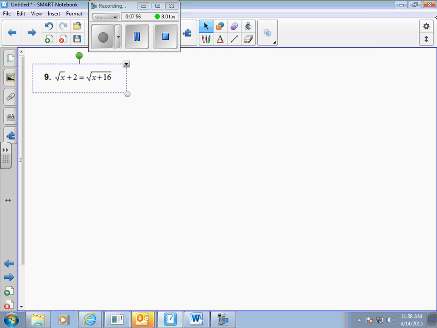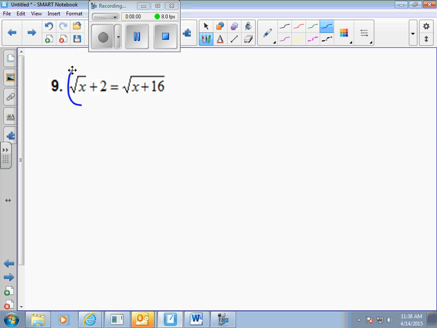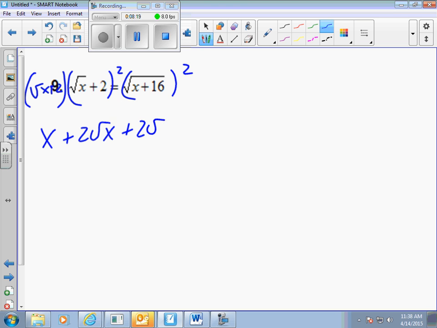Same kind of deal here. We're going to square both sides. See if we can get the radical by itself a second time. When I square this side, that's the same as foiling it. Square root of x times square root of x is x. Outside times outside is 2 square roots of x. Inside times inside is 2 square roots of x. And last times last, 2 times 2 is 4. On the other side, square root and square are opposite operations, giving me x plus 16.